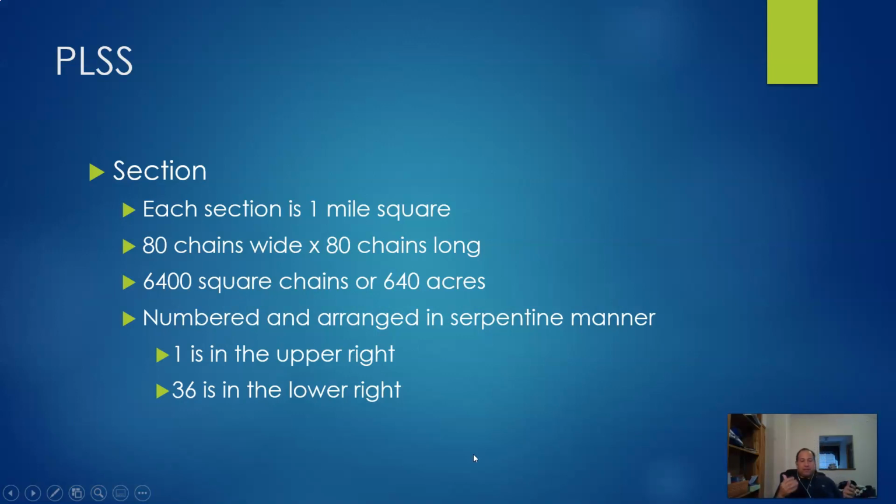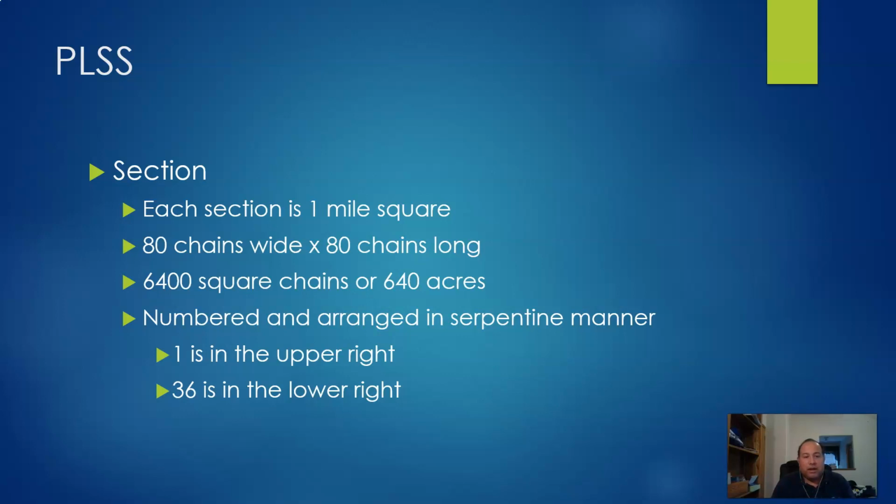So when we get down to the section level, each section is 1 mile square, so 1 mile by 1 mile. That's 80 chains by 80 chains. So that means a half mile is 40 chains and, sorry, a quarter mile is 20 chains.